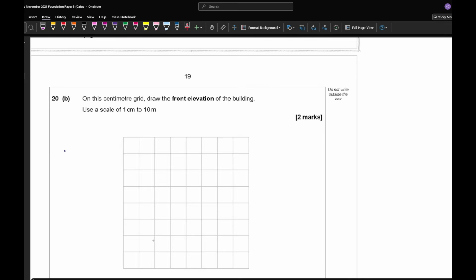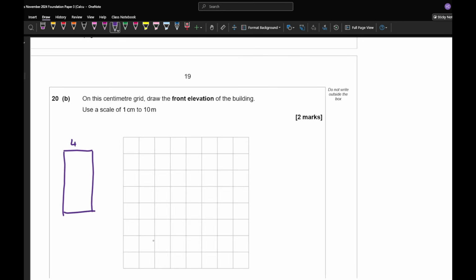Then moving on to question 20b, it says on the centimetre grid, draw the front elevation. Well, from the front it's going to look basically like a rectangle. Now the dimension of the rectangle is going to be 4 squares going across and 5.5 squares going vertical. So you should have something that looks like this.